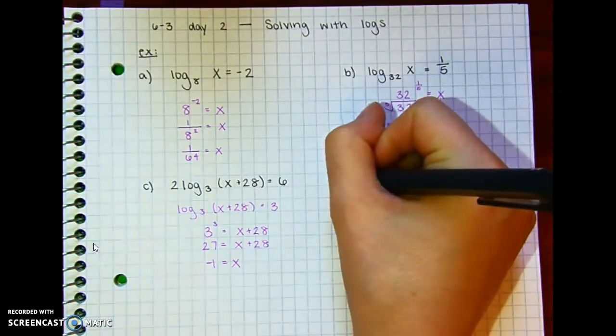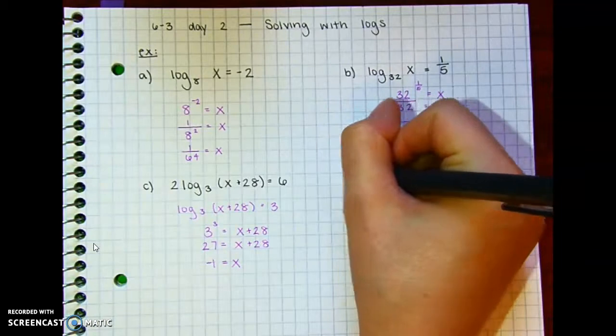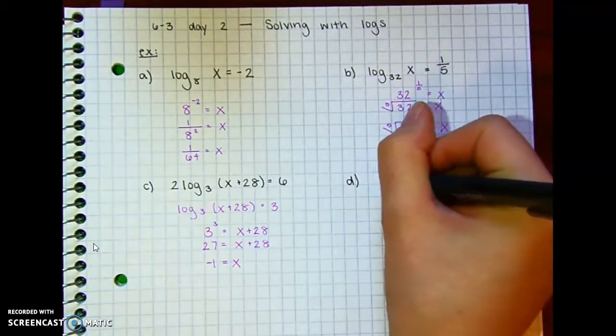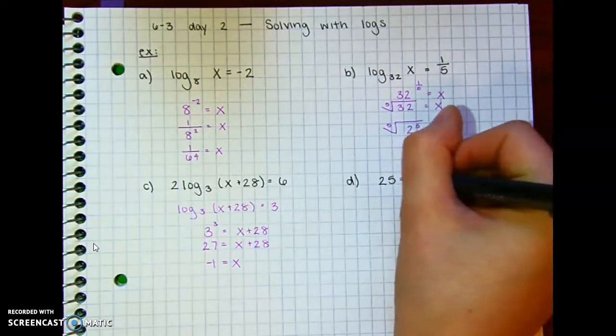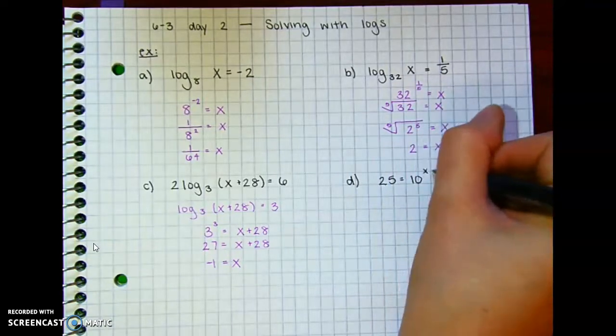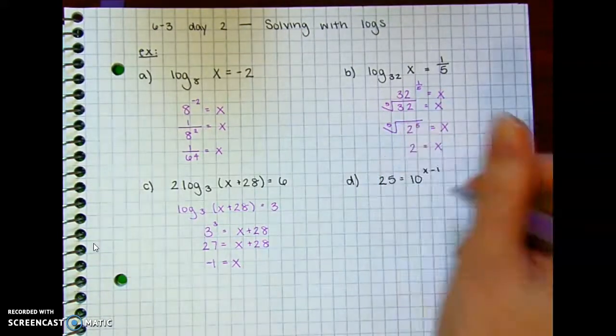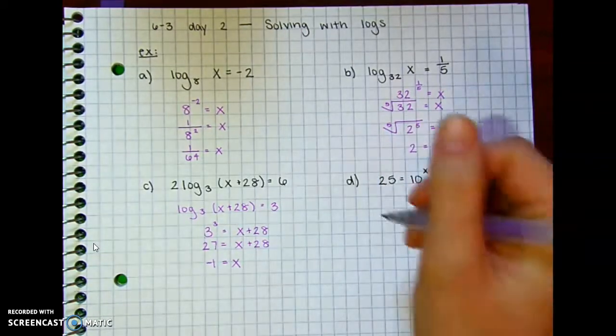Change it up a bit. 25 equals 10 to the power of x minus 1. So in this example, I want to rewrite this as a logarithm because we want to get the x minus 1 out of the exponent.